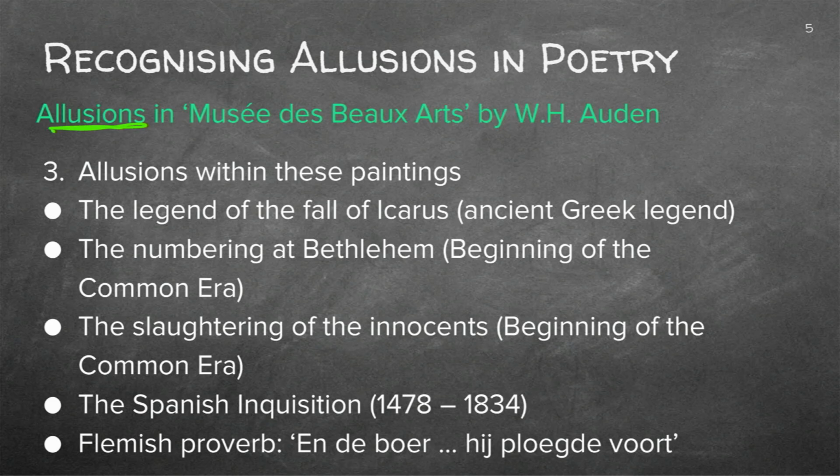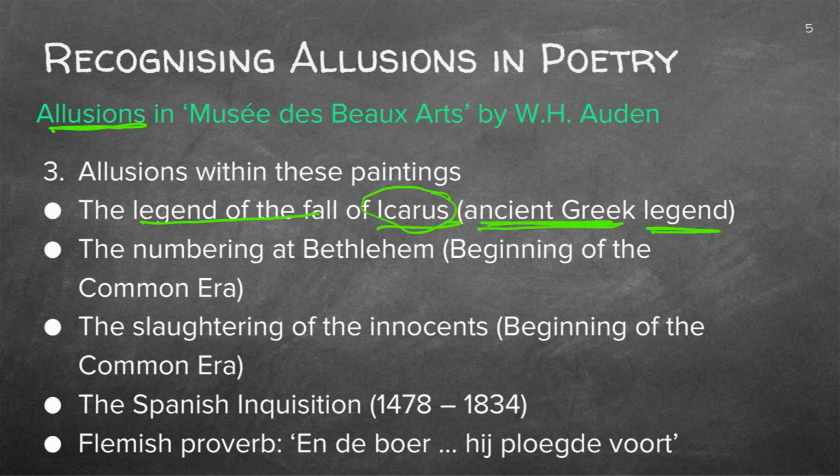Within the paintings, remember, that he studied, he alludes to his visit to the musée. He alludes to the paintings of the old masters. And then within the paintings that he saw, there are certain other allusions. Now, the one that's directly referenced is the legend of the fall of Icarus. We've already perhaps mentioned that. But Icarus, of course, is also from an ancient Greek legend, and we'll talk about that in a minute.